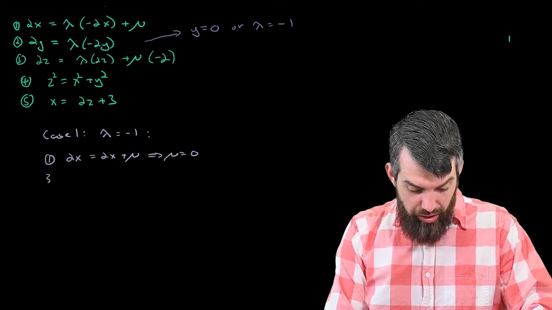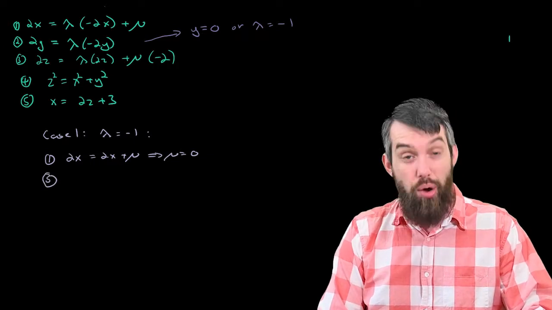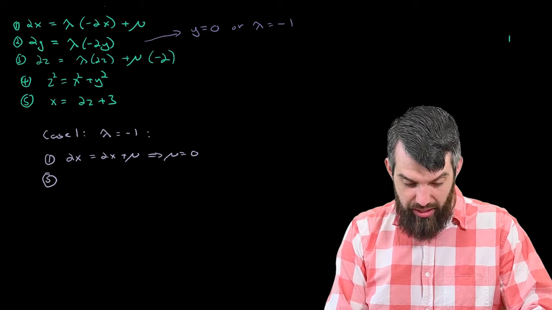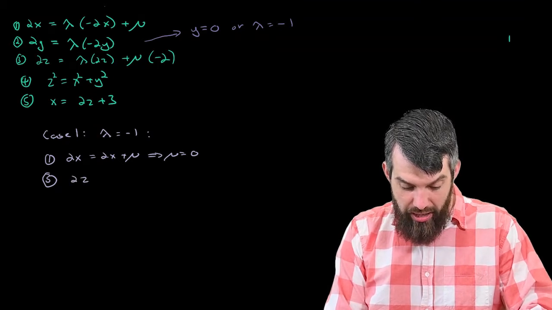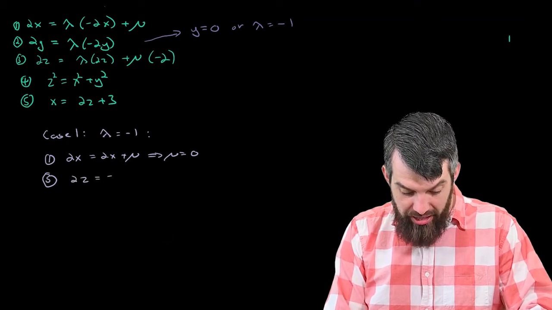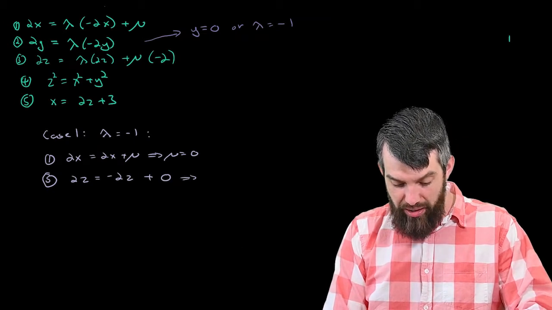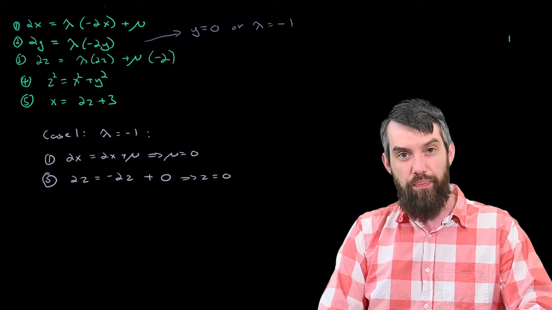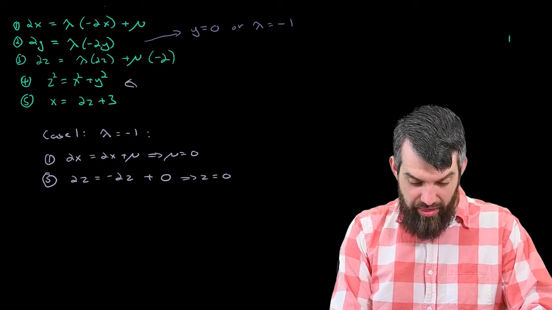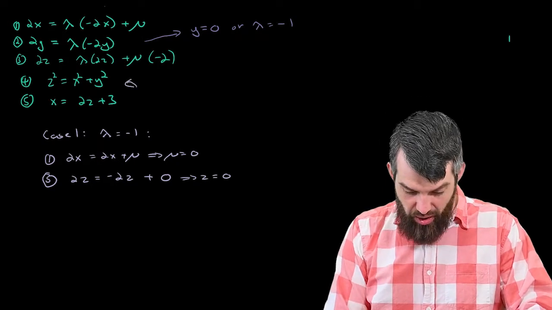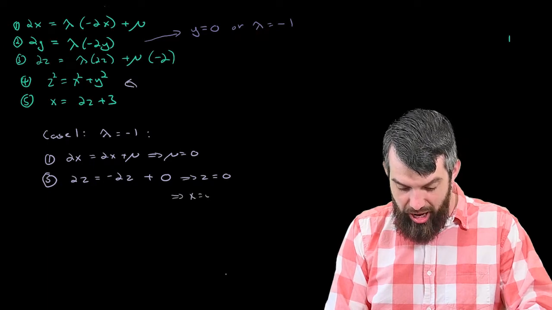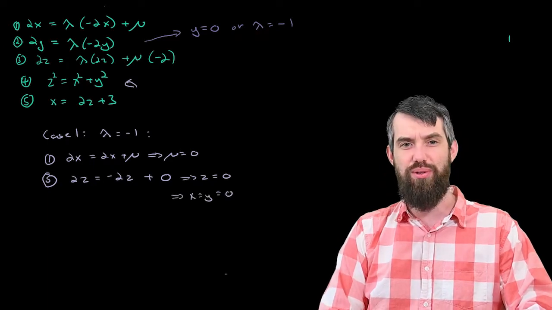And then if I look at the third equation here, so now I know what the 2 different results are going to be. This is going to give me that 2z is equal to minus 2z plus 0. And that's only possible if z is equal to 0. Okay, and then if I look here at the fourth equation, if z was equal to 0, then this is going to imply that x and y are both actually equal to 0 as well.